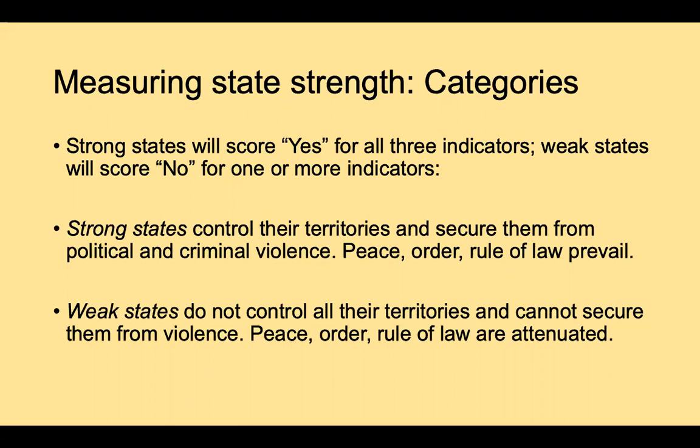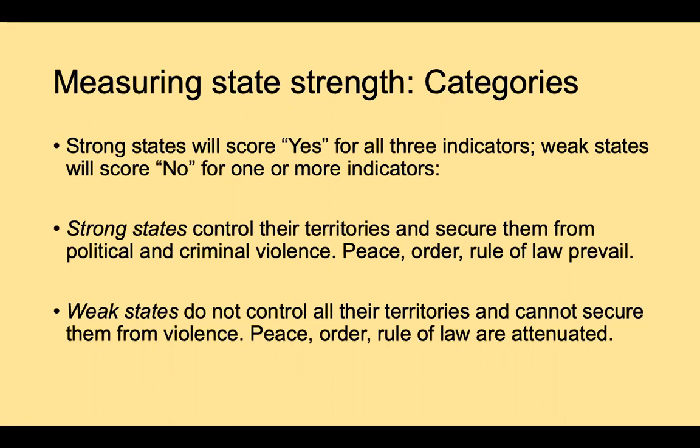If they have yes for all three indicators, we'll score them as strong states. We'll score them as weak states if they score no for one or more indicators. And so what that means then is strong states will have to have all three of our dimensions, and weak states will lack one or more of those dimensions. And what that gives us then are two categories.